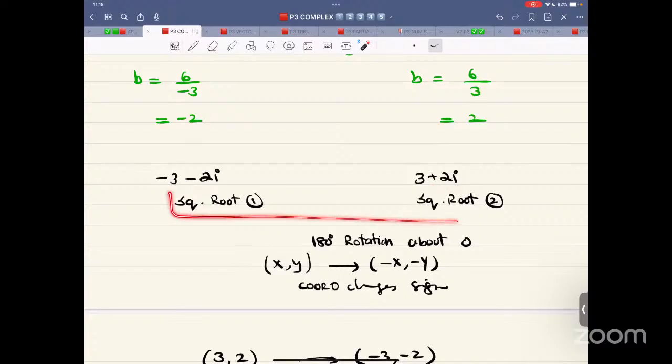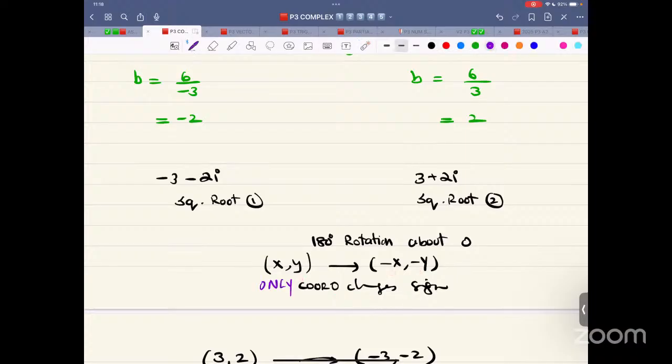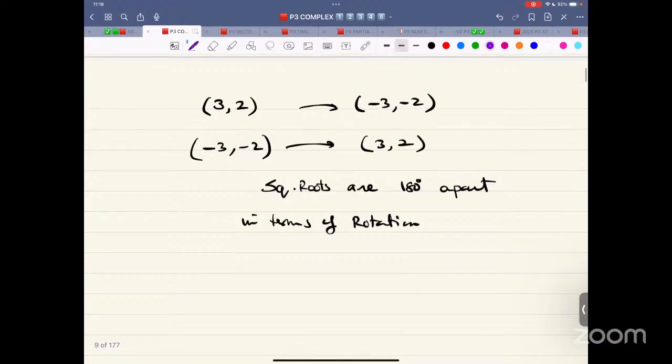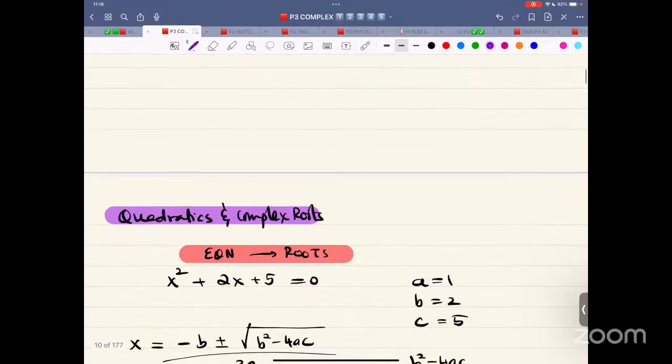Now, what is the geometrical relationship between the two square roots? They are a 180-degree rotation about the origin. A point such as (x, y) becomes (-x, -y), only the coordinates change sign. So let me write the word over here, only coordinate changes sign. There is no flipping, as in a 90-degree rotation, clockwise or anti-clockwise. So the square roots are 180 degrees apart from each other in terms of rotation.